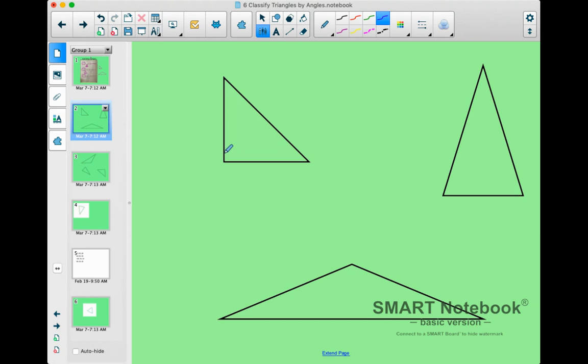If you take a look at the first one, it has an L at the corner. It has a right angle. If a triangle has a right angle, then that means it is a right triangle. If we take a look at the triangle at the bottom, this triangle is really wide. At the top of the triangle, it has a large obtuse angle.